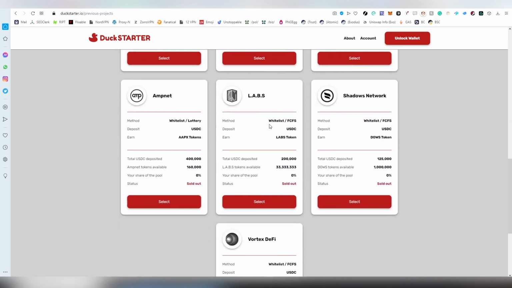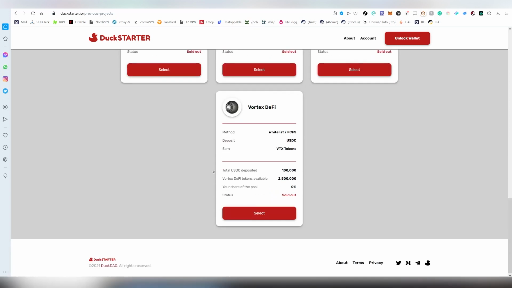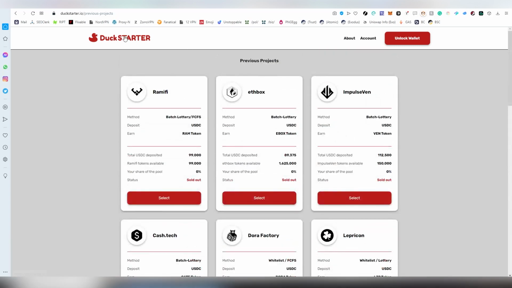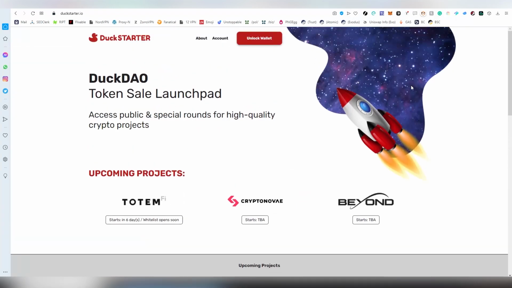Labs, yeah, that's one that I've heard about. So apparently Labs has launched in multiple different places. But this is another one you maybe want to look into. I think everything here is on Ethereum, though, so fees are definitely happening there.